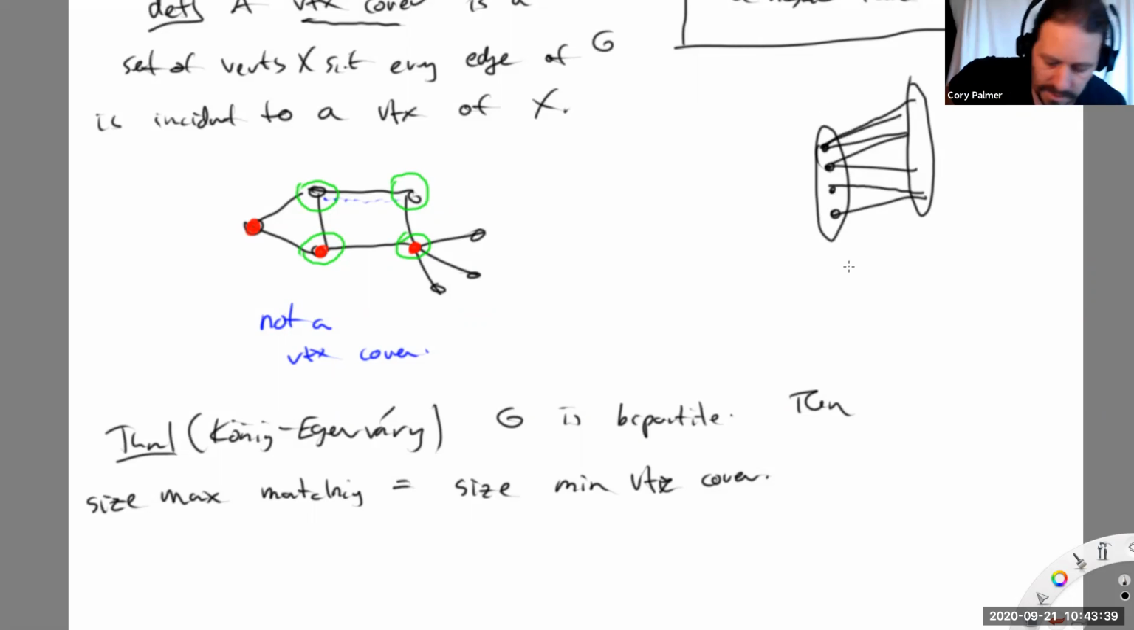And so this says that the size of a maximum matching is equal to the size of a minimum vertex cover in a bipartite graph only. In general, this doesn't hold, but in bipartite graphs it does hold. This is a classic what we call min-max theorem, right? The minimum of something is equal to the maximum of something else. These are common in not just graph theory, but elsewhere.